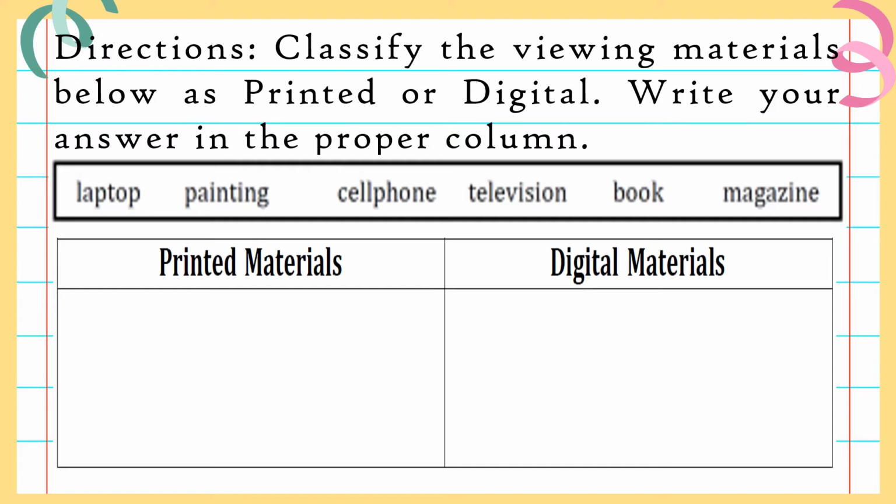So are you ready? All right, so laptop, of course, it's considered as digital. Very good. Painting, yes, it is printed material. Cell phone, it's a digital material. Television, yes, it's digital. Book, it's a printed material. And then magazine, it's a printed material.